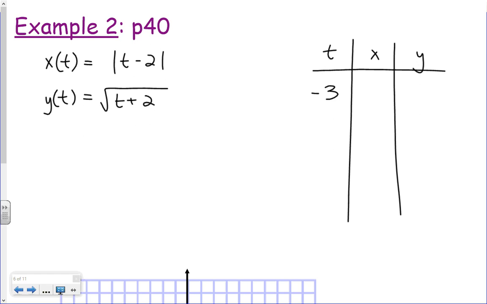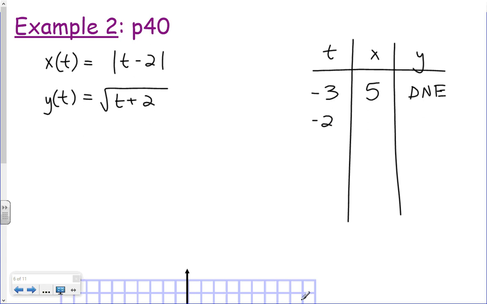So when I plug in -3 into x, -3 minus 2 is a -5. The absolute value of that is a +5. That's the x value. Do the same for the y value. So -3 plus 2, well, that's going to be a problem, right? That's going to be the square root of a negative number. So this does not exist here. So there's no point to plot for t equals -3.